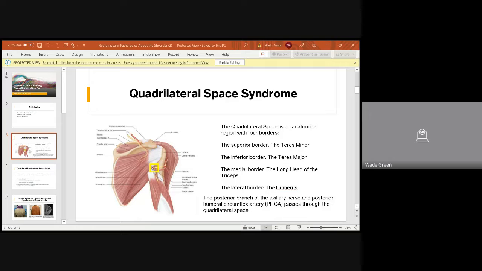Now, why is that important? The reason why that's important is this: we have the posterior branch of the axillary nerve and the posterior humeral circumflex artery that pass through the quadrilateral space.